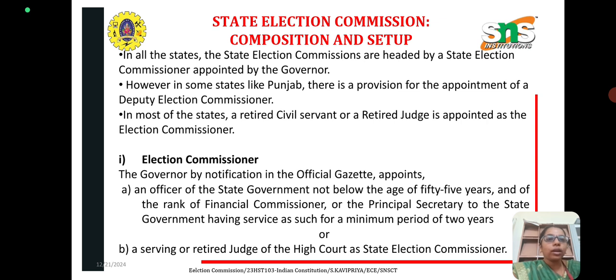The election commissioner is the one who is appointed by the governor. So the governor, by notification in the official gazette, appoints an officer of the state government, not below the age of 55 years and of the rank of financial commissioner or principal secretary to the state government, having a stay in services for a minimum period of 2 years, or a serving or retired judge of the high court, as the state election commissioner. The state election commissioner is appointed by the governor.